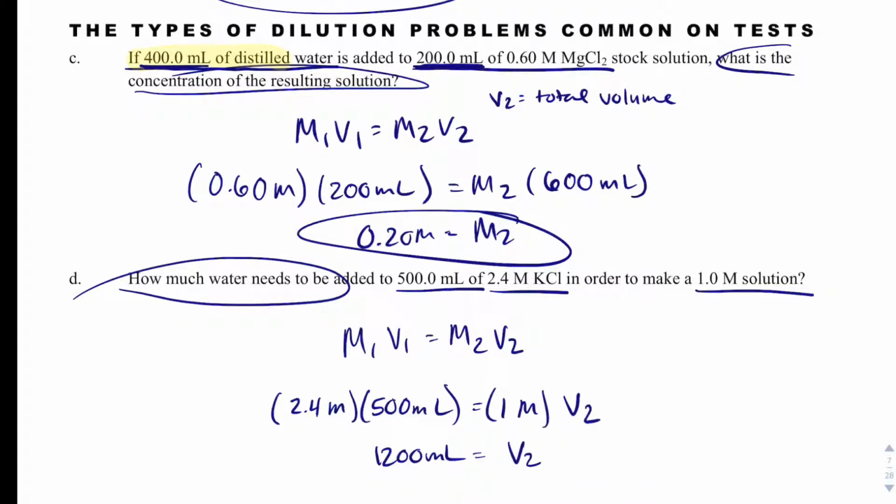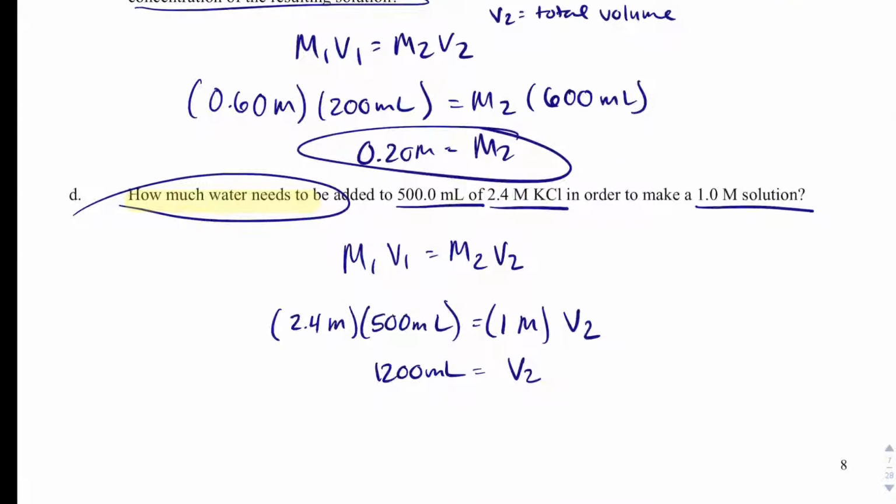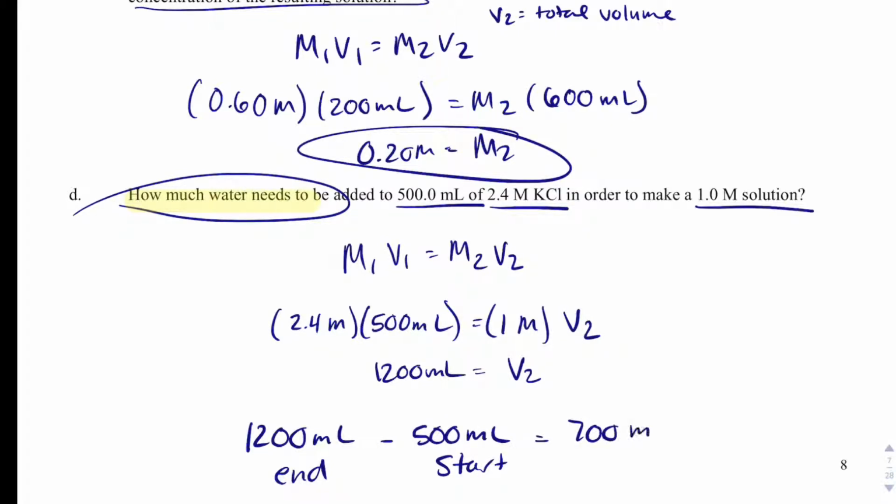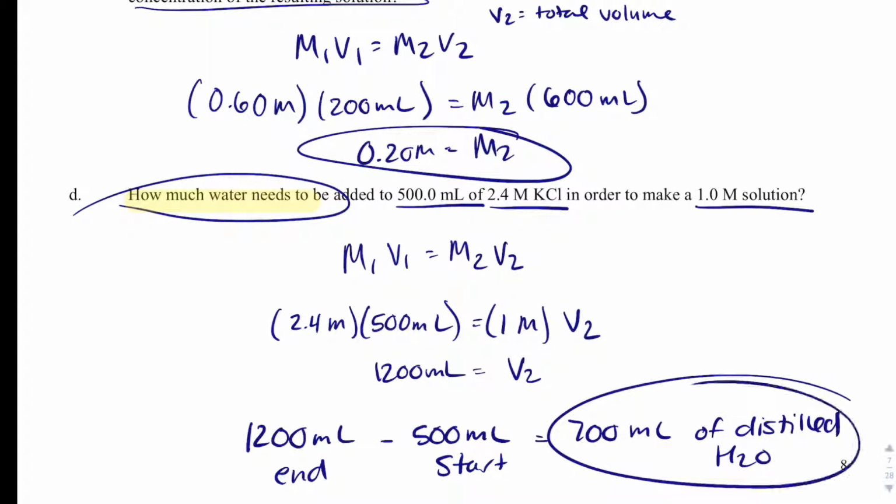But here's what the question says: how much water needs to be added. V2 is not how much water was added. V2 is total volume. So what I need to do is say, well, if I had 1200 milliliters to end with, and I had 500 milliliters to start with, that means I added 700 milliliters of distilled water. And that is your final answer.